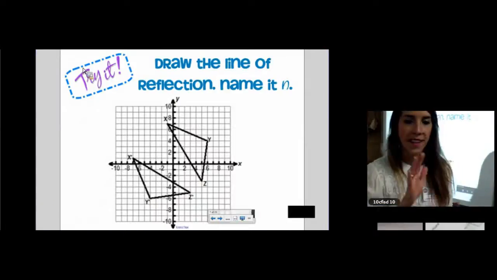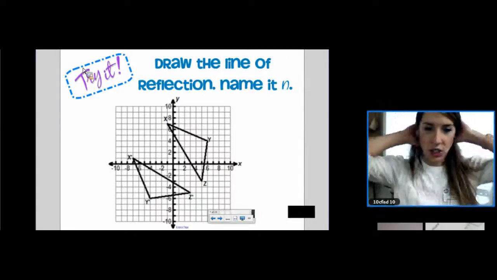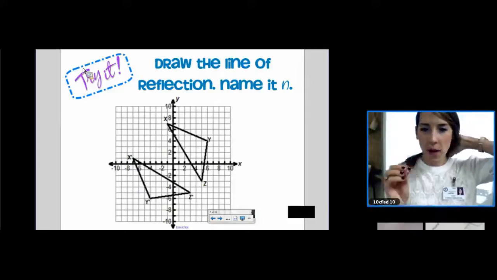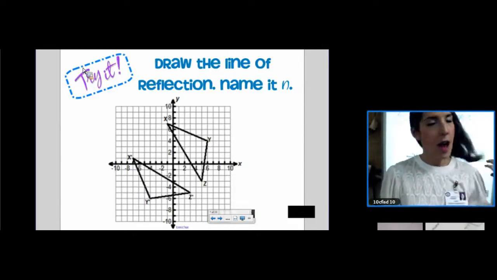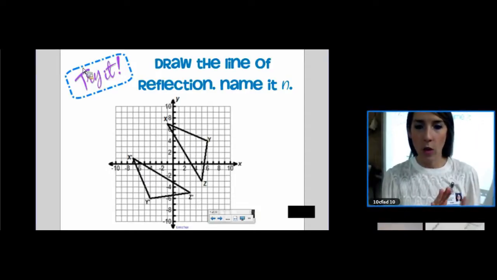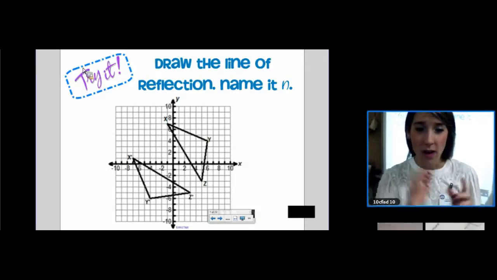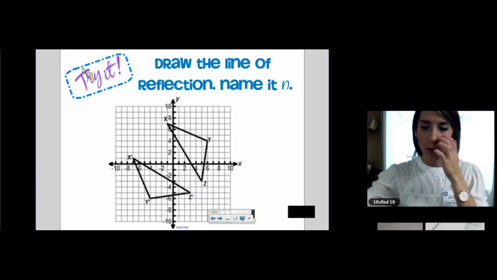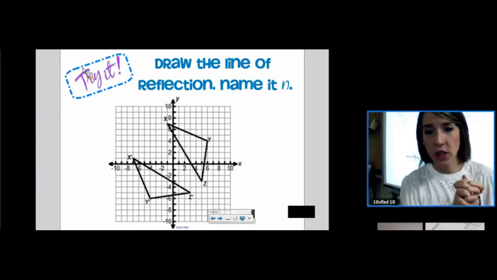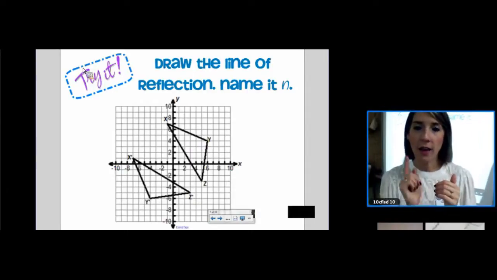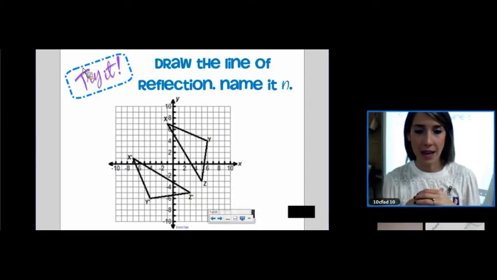Let's move on. This next one's called coordinate geometry. I only want you to use your straight edge here. I don't want you to use a compass or a protractor or the markings on your ruler. Because it's on a grid, I want you to use what you know about coordinate geometry to draw the line of reflection. Go ahead and name it in.